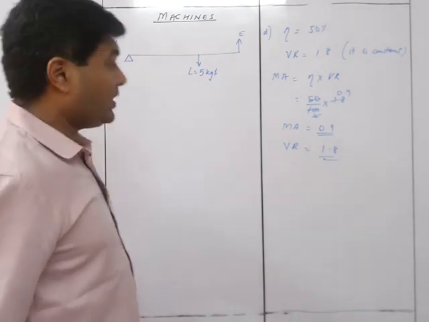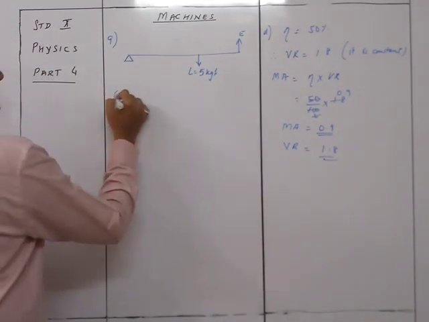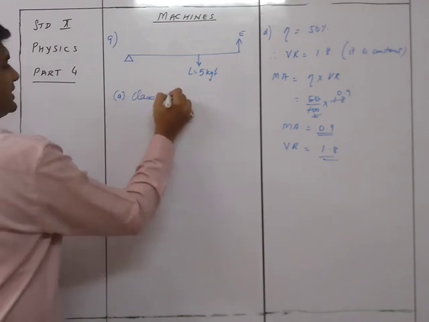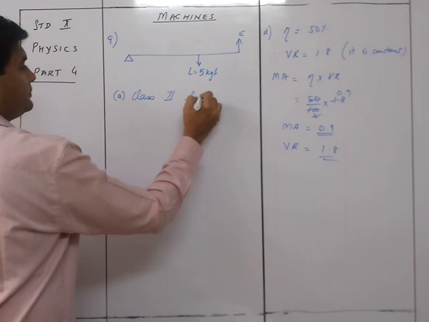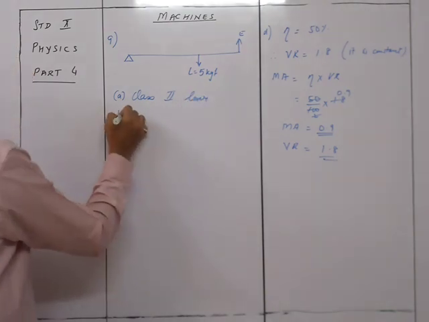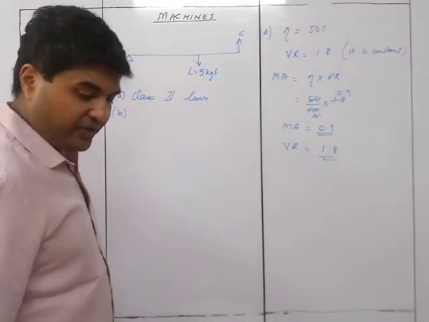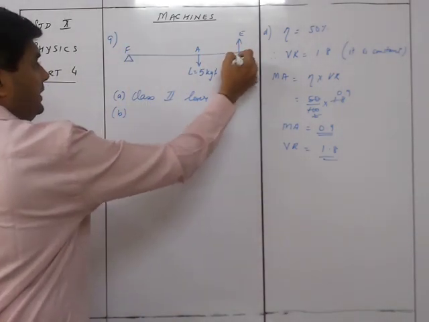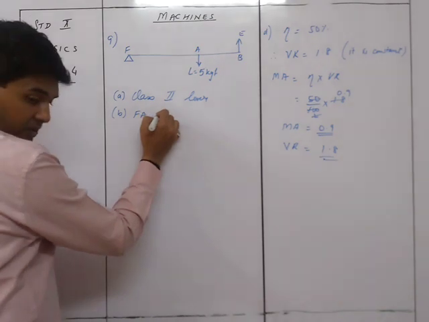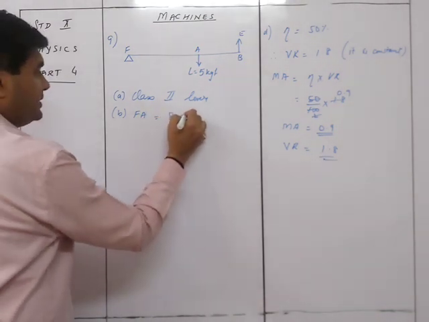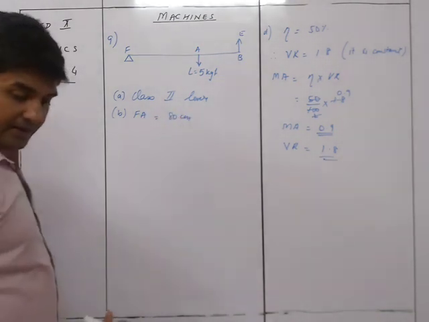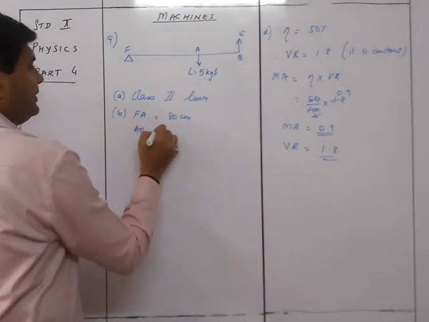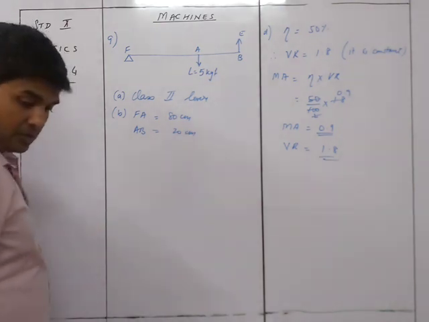To which class does it belong? Of course, load is at the center. The first answer is that the class of the lever is class 2 lever. Answer B. If FA, so this is the F, this is the A, and this is the B. If FA is equal to 80 centimeters, right, and AB is equal to 20 centimeters.